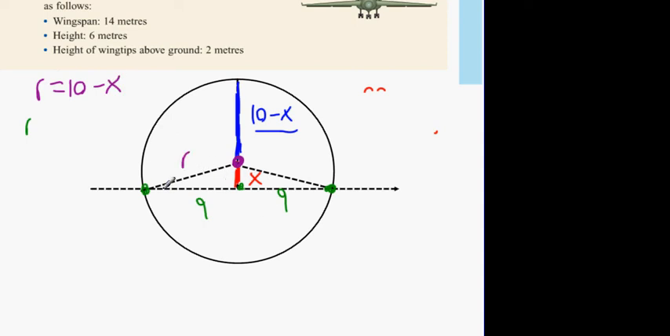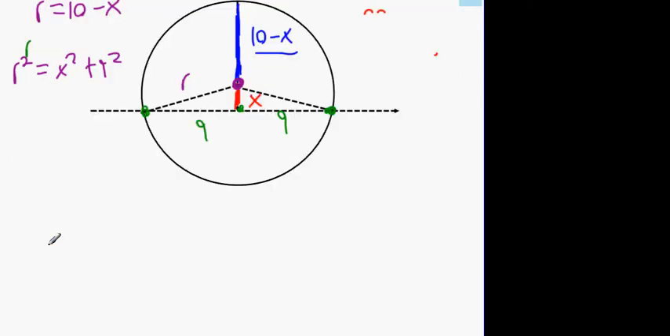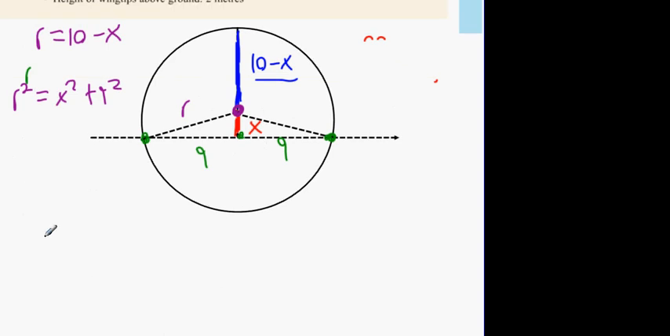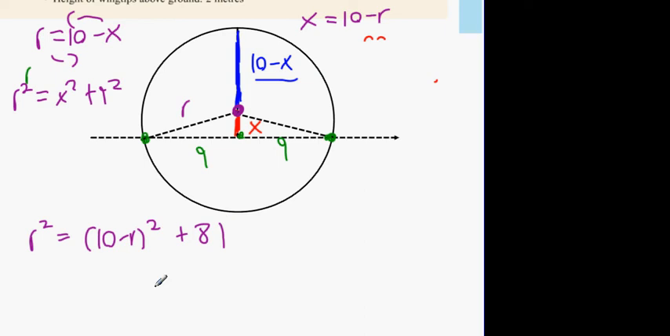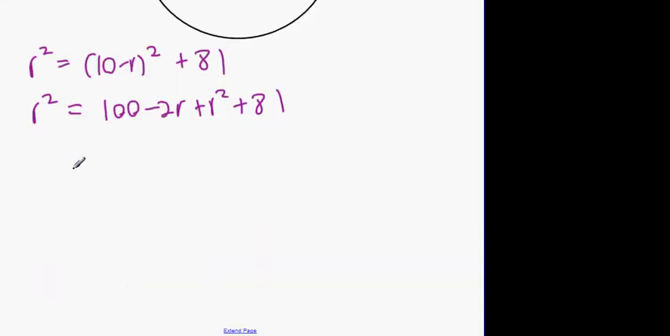And radius is still here, yeah? So radius squared equals x squared plus 9 squared. So we're going to do what we did last time. x is going to be the same thing as 10 minus r. Bring the x to the left, the radius to the right, and you get 10 minus r squared plus 81. Multiply that out, r squared equals 100 minus 2r plus r squared plus 81.